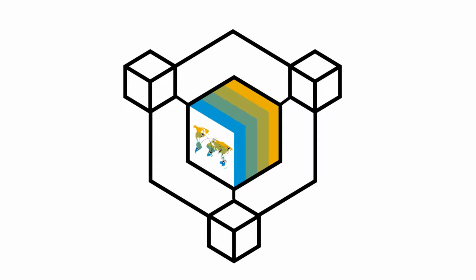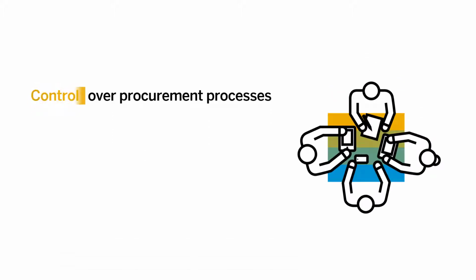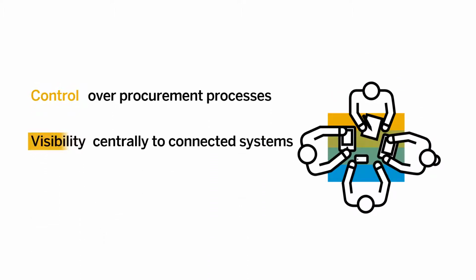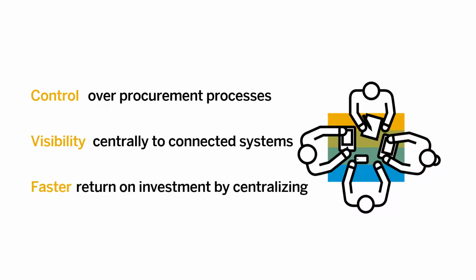This is central procurement. With SAP central procurement, you can increase control over procurement processes in multiple connected systems, improve visibility by sharing documents created centrally to those connected systems, and see faster return on investment through centralization rather than consolidation.